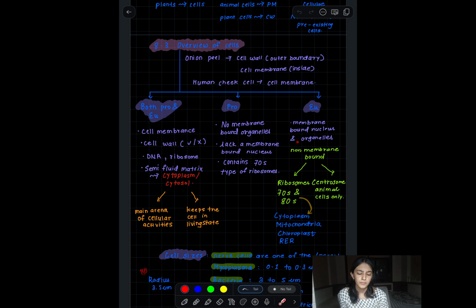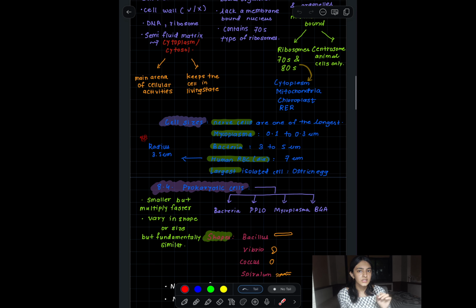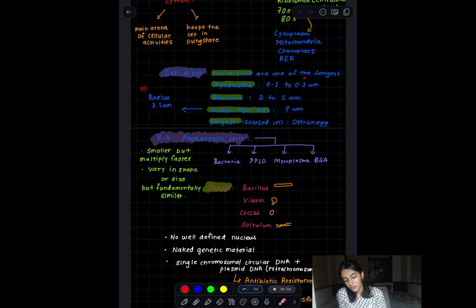In eukaryotes, both membrane and non-membrane-bound organelles are present. The non-membrane-bound organelles are ribosomes of both 70S and 80S types, and centrosomes which are present in animal cells only. Now, these ribosomes are not only present in the cytoplasm but also in some organelles like mitochondria, chloroplast and rough endoplasmic reticulum. We'll study more about this in future. Now, again a very important question from the PYQ perspective, the cell sizes.